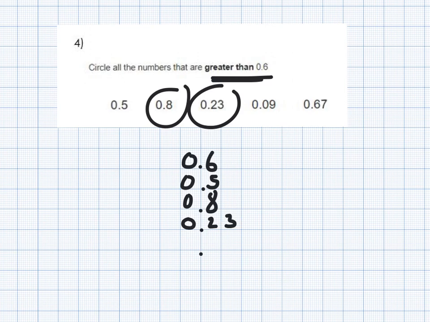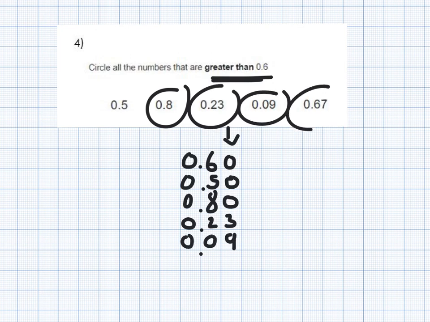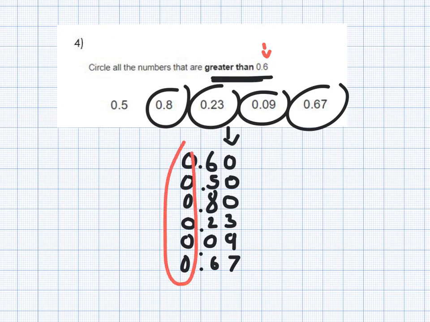0.23. Now, because I've now got something in the hundredths column in this number 0.23, I'm going to put those zeros in here to make those numbers look similar, in the way that they've got two digits after the decimal point. And I've got 0.09 and 0.67. I should now be able to go through these and, looking at that tenths column, because they've all got 0 in the units column.